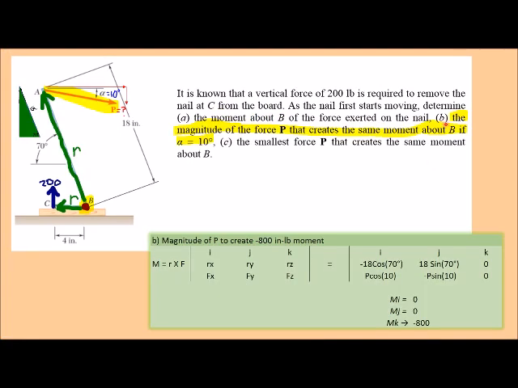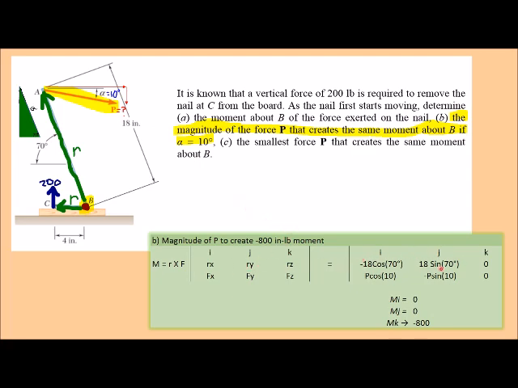Part B, find the magnitude of the force P that creates the same moment about B if alpha equals 10 degrees. So let's label what they give us here. If alpha is 10 degrees, we're going to find out what this force is if we're going to create 4 times 200, an 800 pound-inch moment going on over here. Okay, so here is the nail, and it's going to be pulled up by R cross P. Break everything into X, Y, Z components.